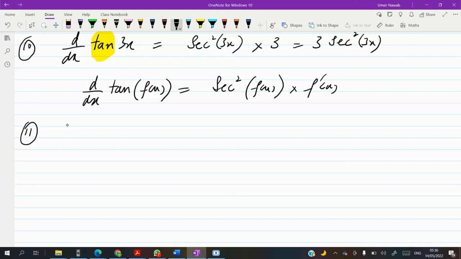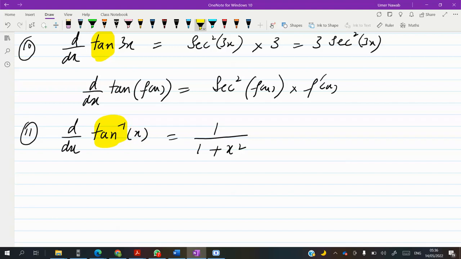Now let me check. There is one more case: differentiation of inverse tan of x. That is a new thing added in the course. So that is 1 over 1 plus whatever you see here, the argument, you write it here: 1 plus x squared. So the inverse tan gives you 1 over 1 plus x squared, and the further derivative of the argument, which is x, is 1.